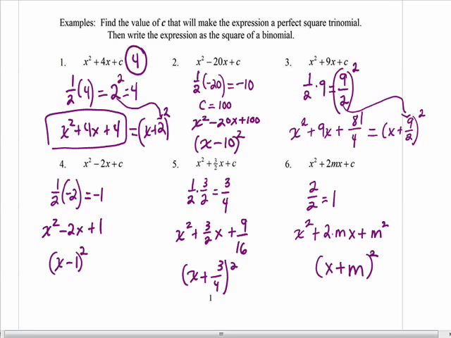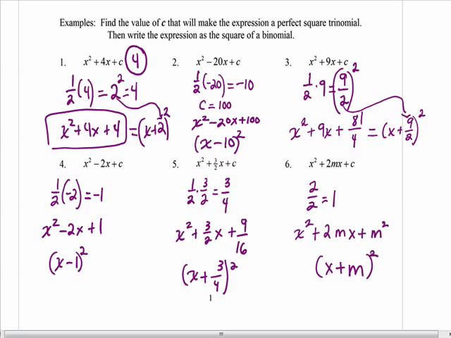Yes, Eli? Do you think of m as part of the coefficient though, because it's part of b? Yeah, because 2m is b. Well, you're just treating it like it's another variable. So what we really just need to divide in half is the 2.